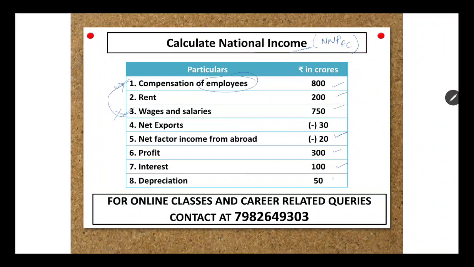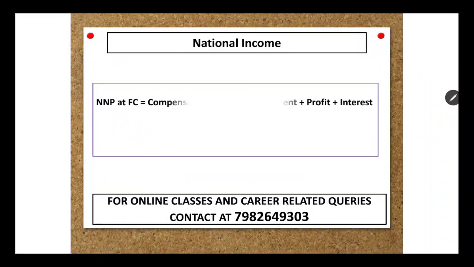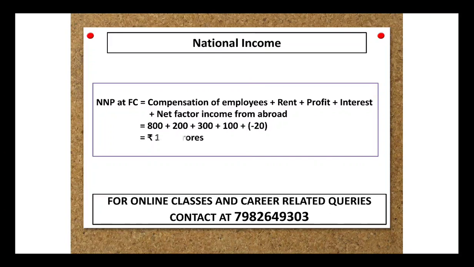And depreciation over here, we do not use it, because ultimately what do we get under the domestic income? We get NDP at FC. So we do not need to convert, we already need NNP at FC, so we will not take depreciation. It's just to confuse you. So let's move ahead. Over here NNP at FC, we have added all these values. Wages and salaries we will not be taking, because COE, a broader category, is already given to us. We add these items and we get 1380 crores as the answer.